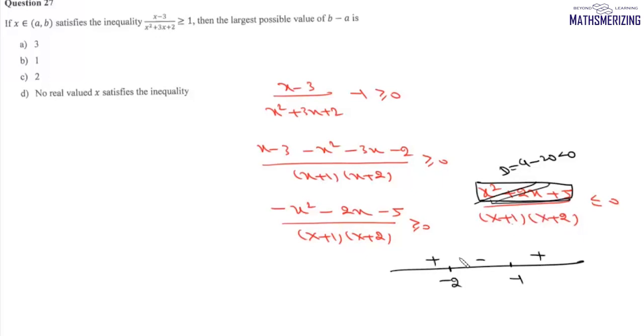And since both 1 and minus 1 are in the denominator, neither of them will be included. So this interval a comma b will be minus 2 comma minus 1. Now what is the largest possible value of b minus a? So it'll be minus 1 plus 2. That's 1, and that's your option number B.